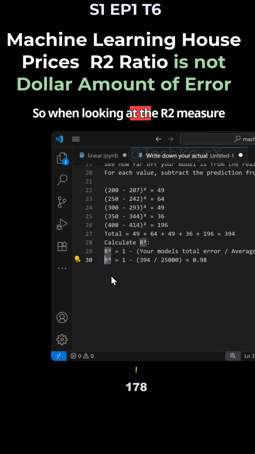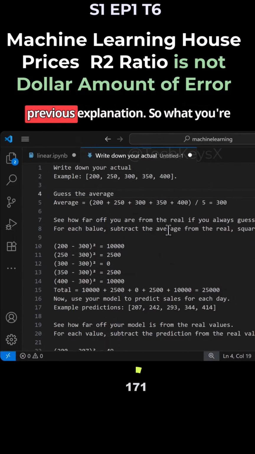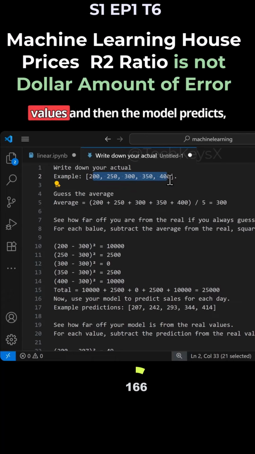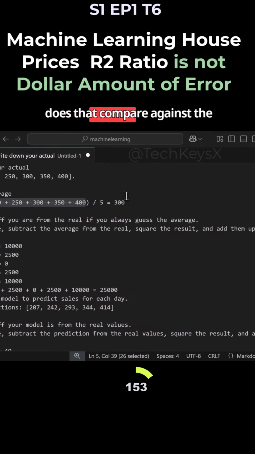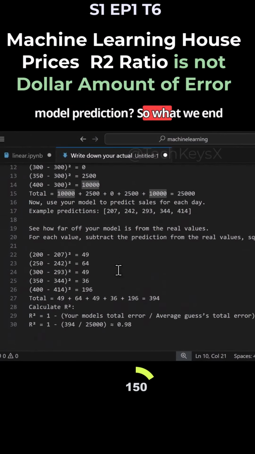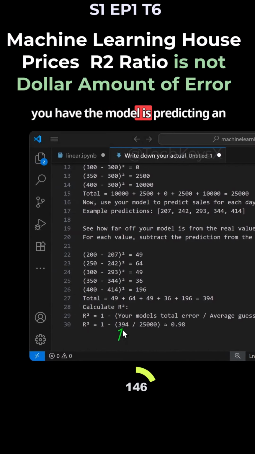So when looking at the R2 measure over here, you can see that the calculation for this, when done manually, works out as per my previous explanation. So what you're doing is basically taking the actual values and then what the model predicts, and you compare the actual versus the predicted, but you also do it on what if it was a pure guess. So based on the average guess, that is the average price of a house, how does that compare against the model prediction?